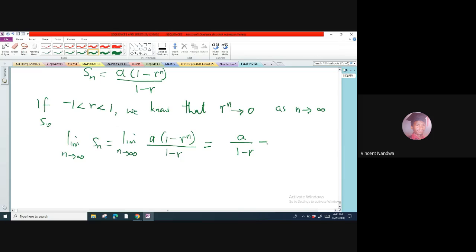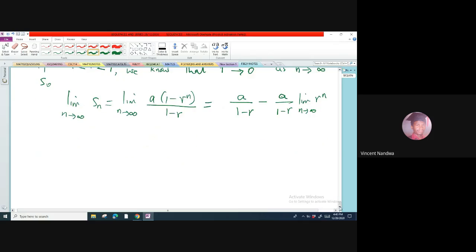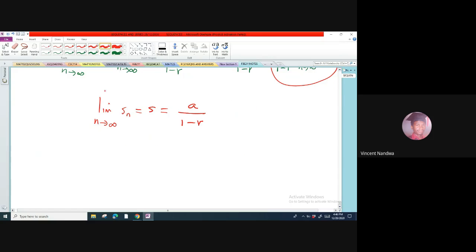Minus, so just now open, so we have two terms, minus A over 1 minus R times the limit as n approaches infinity of R raised to the power n. So this part here will be 0, because this limit gives us 0. So therefore, the limit as n approaches infinity of Sn, which is S, is given by A over 1 minus R. So don't forget this.